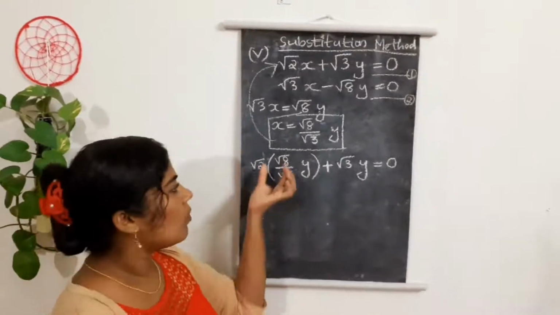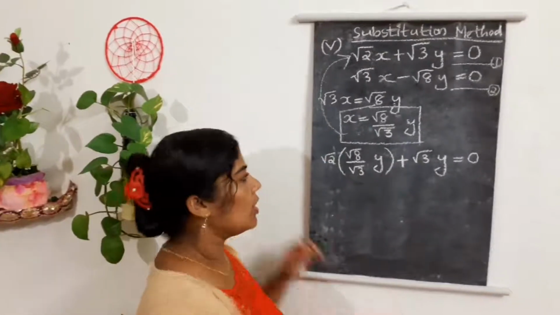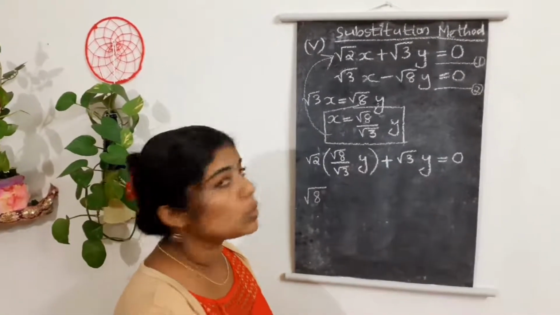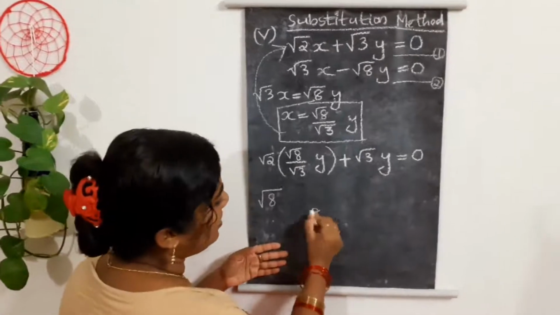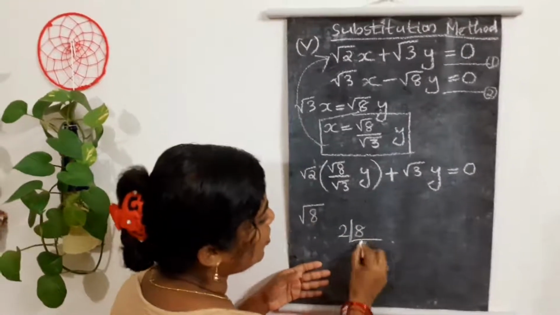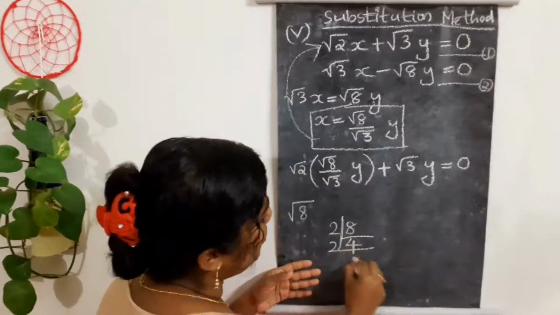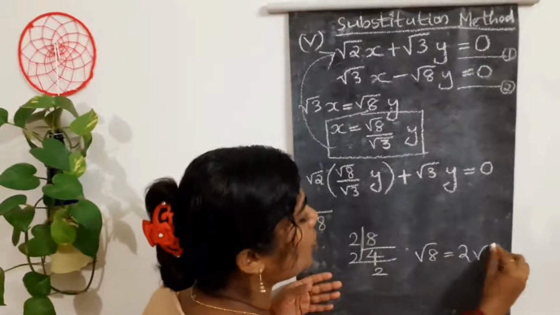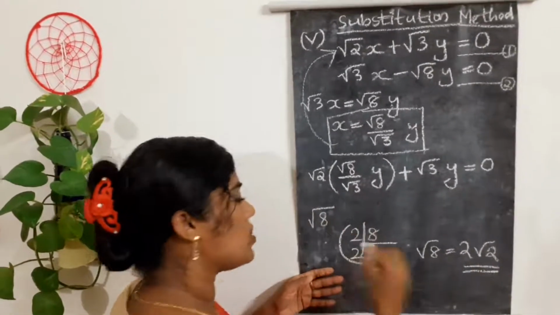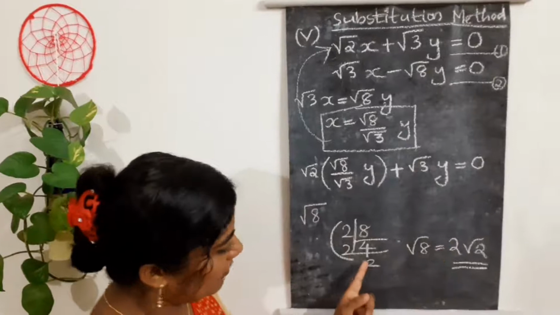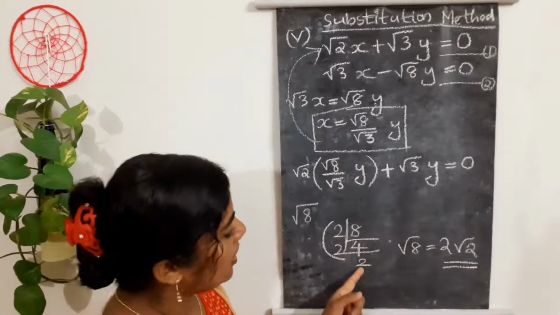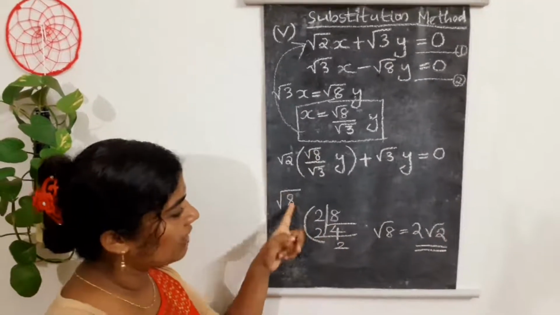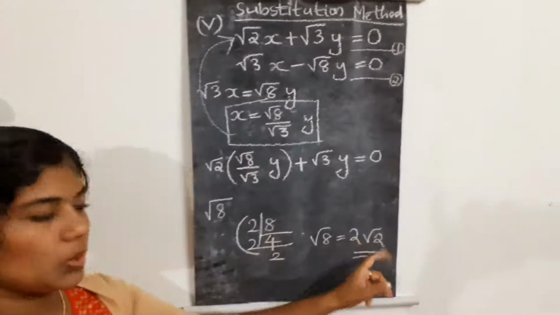It's so simple. What is root 8? That you should know. How will we find root 8? Root 8 is 2 root 2. How? For 8, we can do prime factorization: 2 fours are 8, 2 twos are 4. From this we can write root 8 equal to 2 root 2. Pairing these two 2's, we write 2 outside and 1 root 2 remains. So root 8 equals 2 root 2.